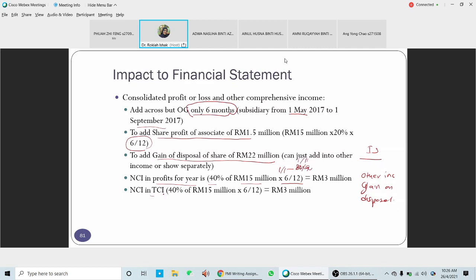Okay, NCI in total comprehensive income also times 40% with 50 million. Remember that your current year profit you have 50 million. Comprehensive income also 50 million. So for the NCI, both of these need to be times 6 over 12 and then times 40%. So that one is for your income statement.